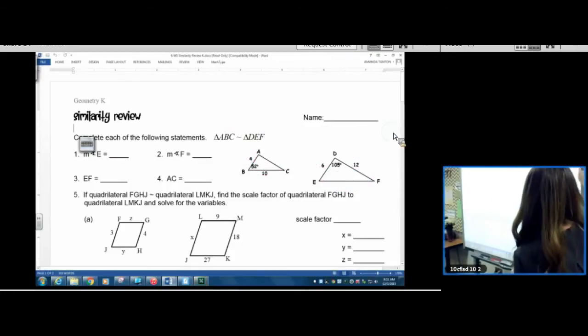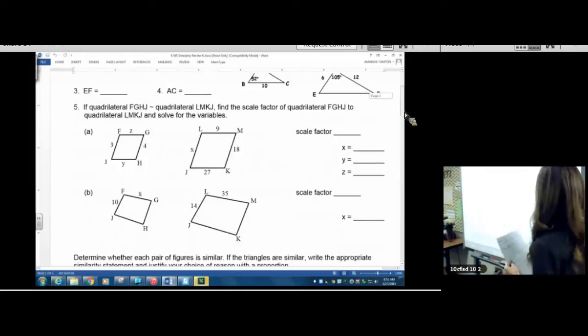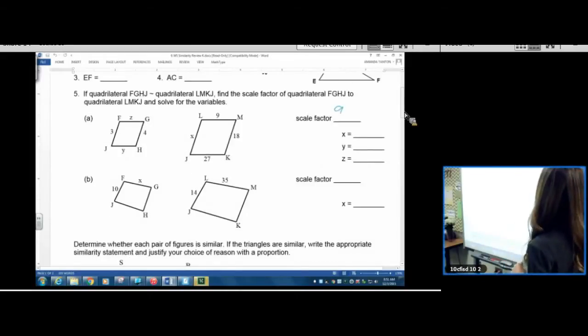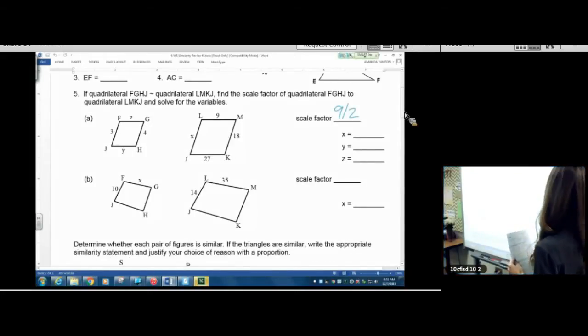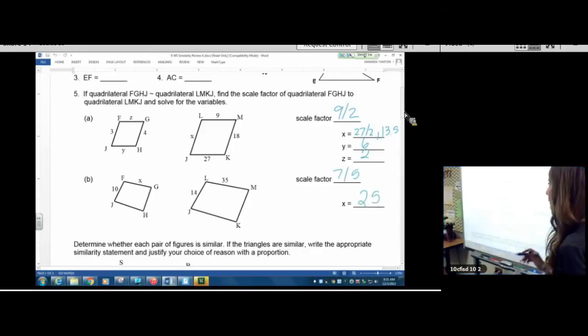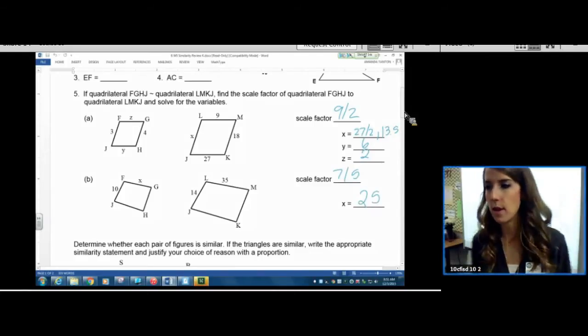All right, so the next portion, I have scale factor 9/2. X is 13.5 or 27 halves. 6, 2, 7 over 5, and 25. Any questions about those?